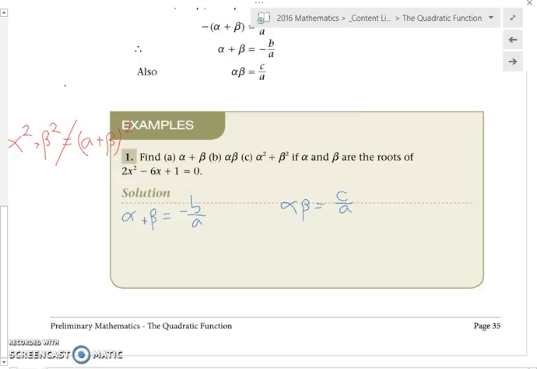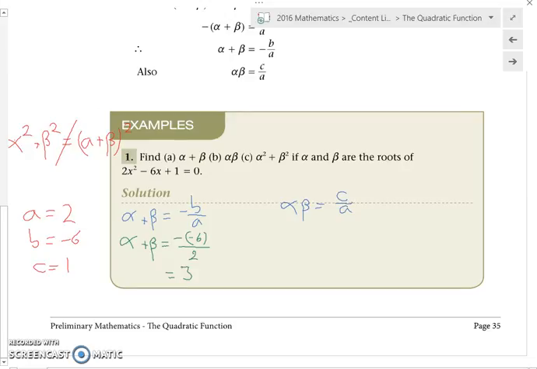So do we know what alpha is? Well, we're going to work that out. So we've got to write down what b is. We've got to write down what a is, and we've got to write down what c is. So what's a? 2. What's b? -6. What's c? 1. Awesome. Pretty straightforward. Now you're going to substitute in. So alpha plus beta equals minus 6 over 2, which you should be able to work out is 3. Cool. So that's question A done. Not too difficult.